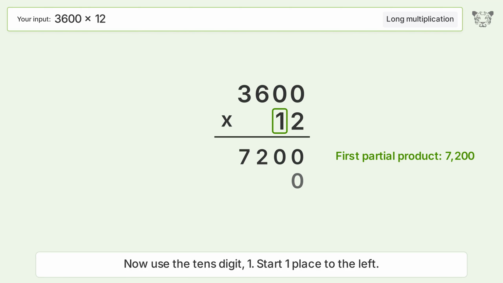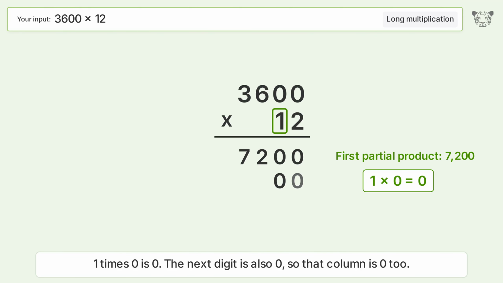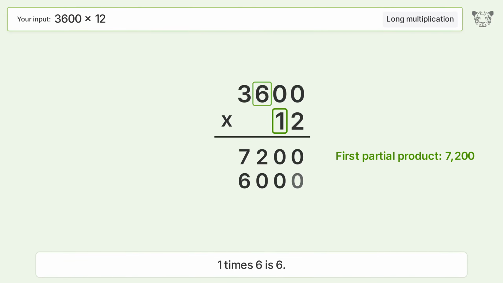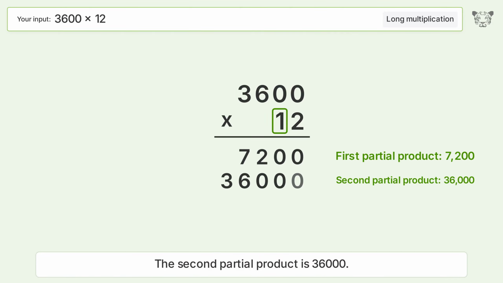Now use the tens digit, 1. Start one place to the left. 1 times 0 is 0. The next digit is also 0, so that column is 0 too. 1 times 6 is 6. 1 times 3 is 3. The second partial product is 36,000.